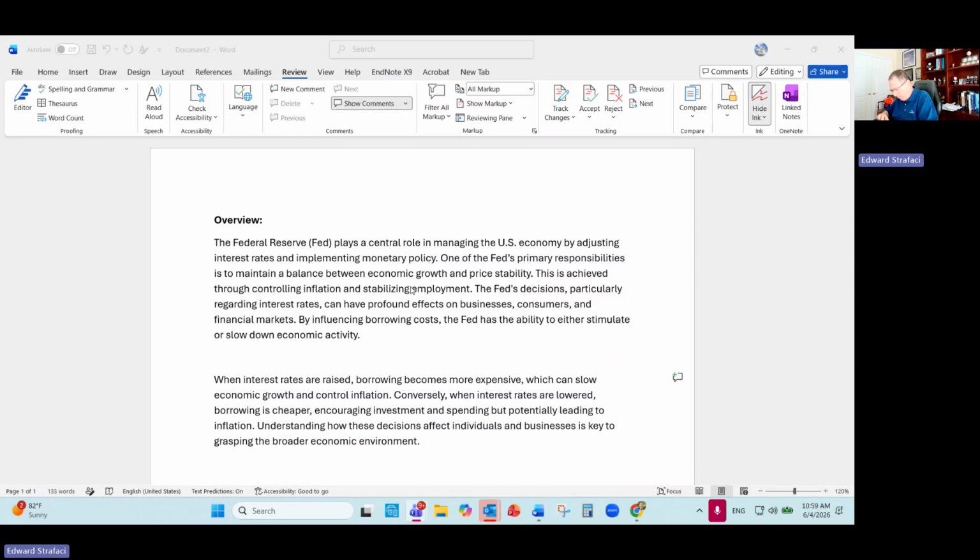When interest rates are raised, borrowing becomes more expensive, which can slow economic growth and control inflation. Conversely, when interest rates are lowered, borrowing is cheaper, encouraging investment and spending, but potentially leading to inflation. Understanding how these decisions affect individuals and businesses is key to grasping the broader economic environment.